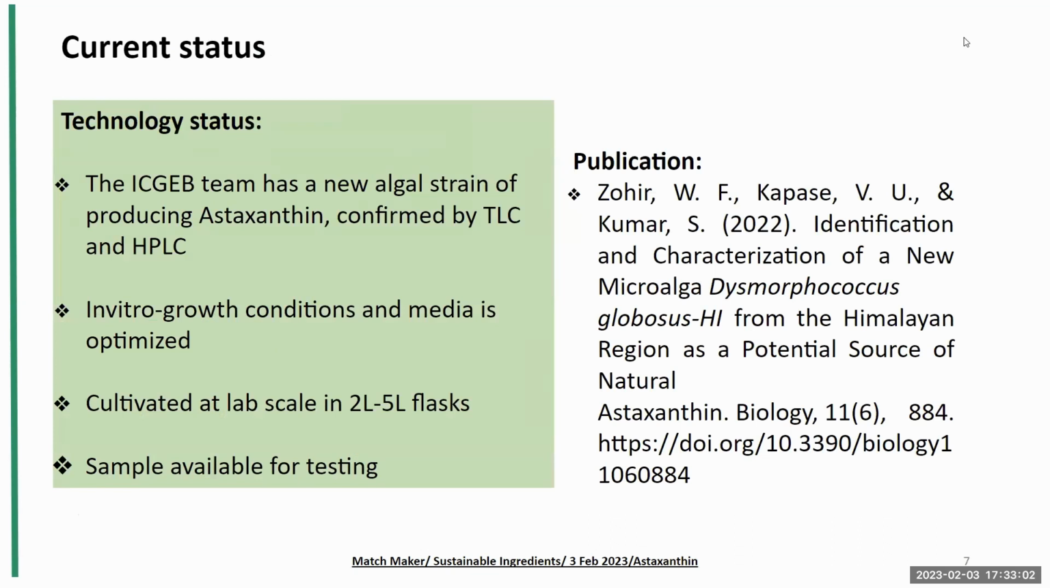We have this new strain producing astaxanthin, and we have confirmed the content by TLC and HPLC. The in vitro growth conditions and media have been optimized well. It has been cultivated at lab scale, in 2 liter to 5 liter flasks. Samples are available if somebody wants to test the content and whether the productivity is better than other existing strains. This work has been published recently in the public domain. Next, please.